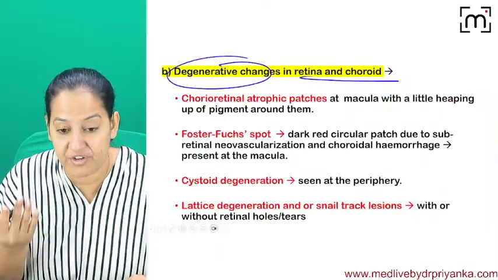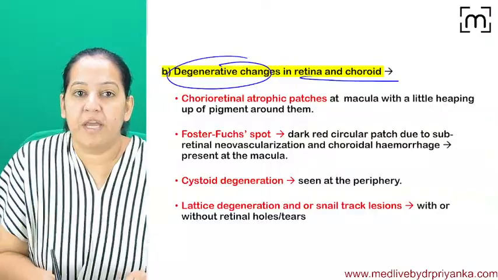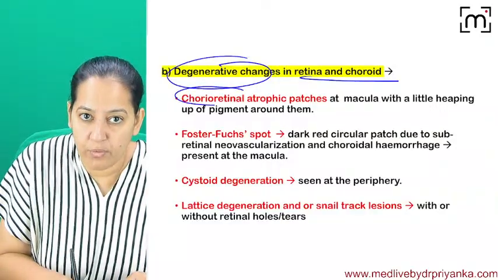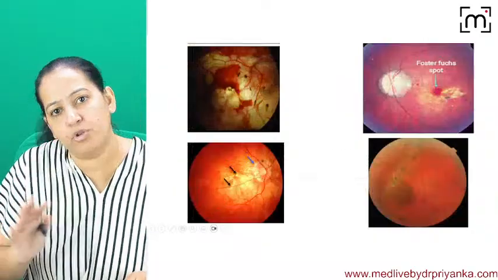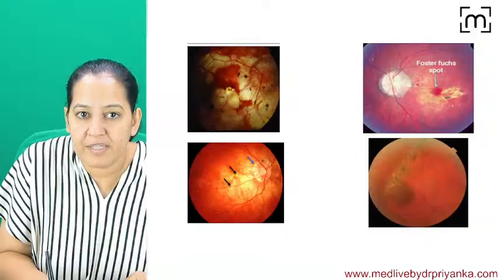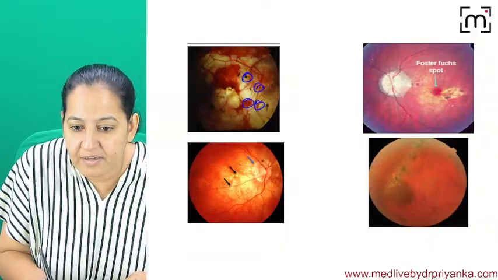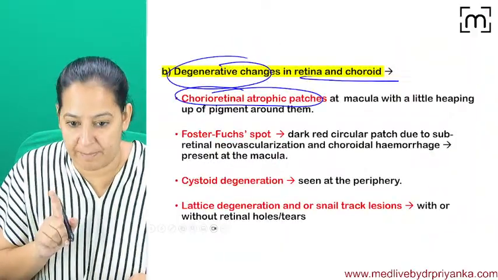What are the names of the degenerative changes? You have to learn the names. The name of the degenerative changes is chorioretinal atrophic patches. In both of them, atrophic patches are found. Can you see small atrophic patches in the retina as well as the choroid?